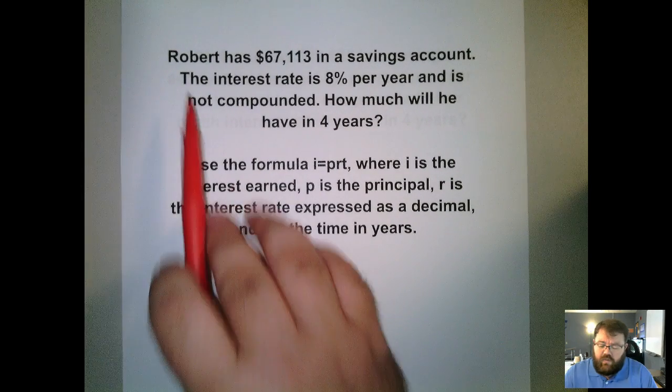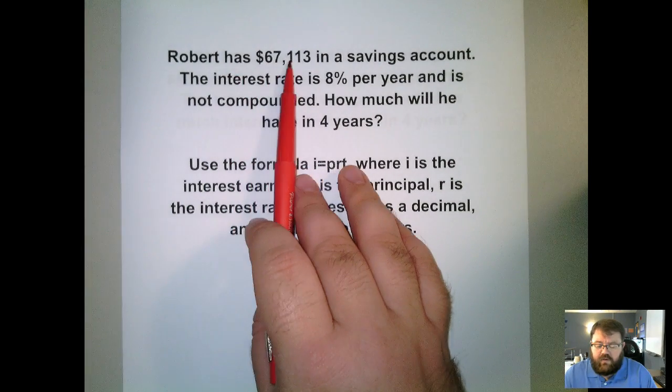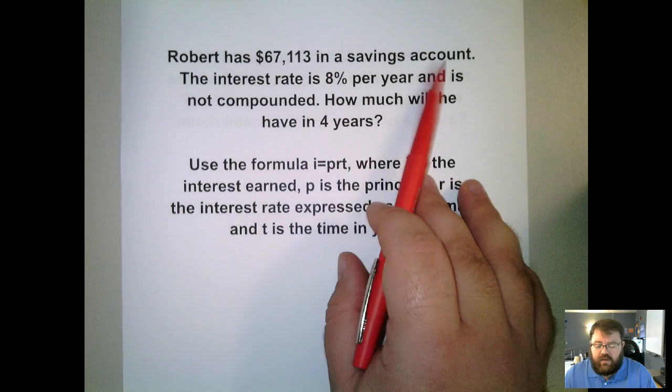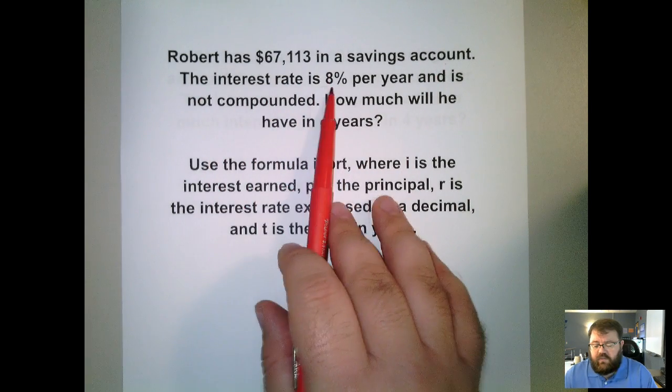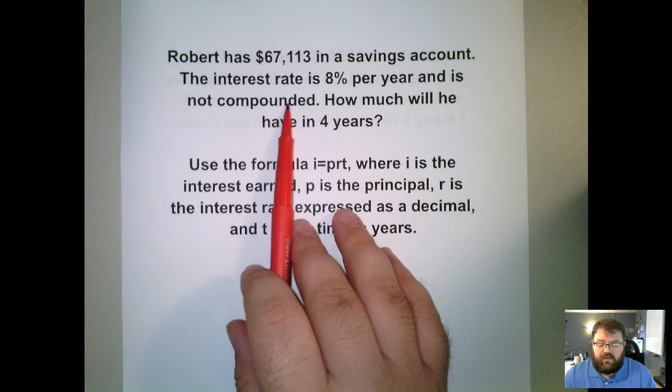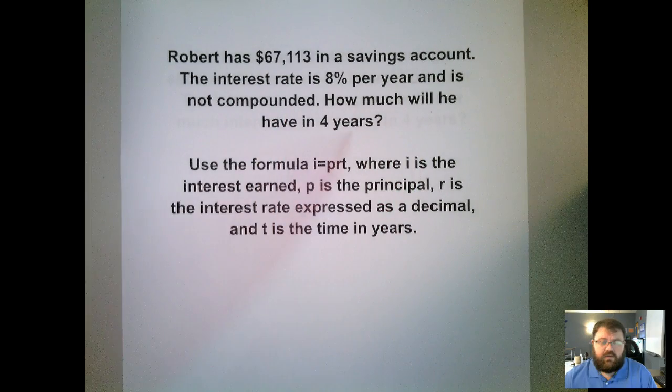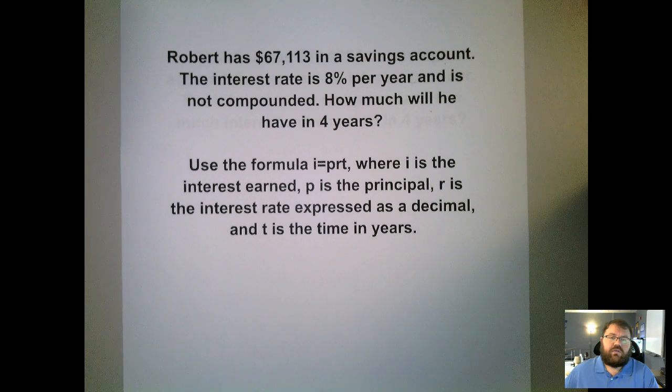This question says Robert has $67,113 in a savings account. The interest rate is 8% per year and is not compounded. How much will he have in 4 years? Pause the video and answer the question.